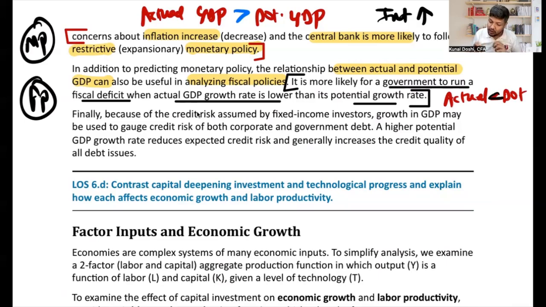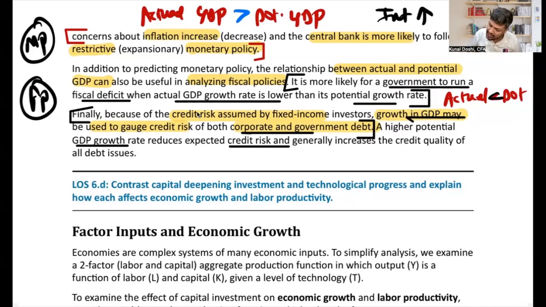Okay. So we will get to know the fiscal effect from the comparison of potential GDP with actual GDP. And that will also tell us that if the government is running a fiscal deficit, don't you think they will do one thing to fund that? That is, they will do more borrowing, isn't it? So finally, because of the credit risk assumed by fixed income investors, growth in GDP may be used to gauge the credit risk of both corporate and government debt. It means the economic growth rate of GDP will help us analyze how the bonds will behave, right? For example, a higher potential GDP growth rate reduces the credit risk because the government will have to borrow less, isn't it?